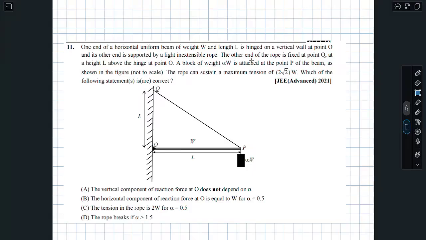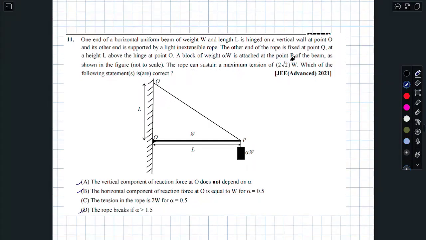So all these are JEE Advanced questions in rotation. One end of a uniform beam of weight W and length L is hinged on a vertical wall at point O. You can see that. All these are previous IIT questions, straight away previous IIT questions. Now, in this, they are given A, B, D as answers for this.